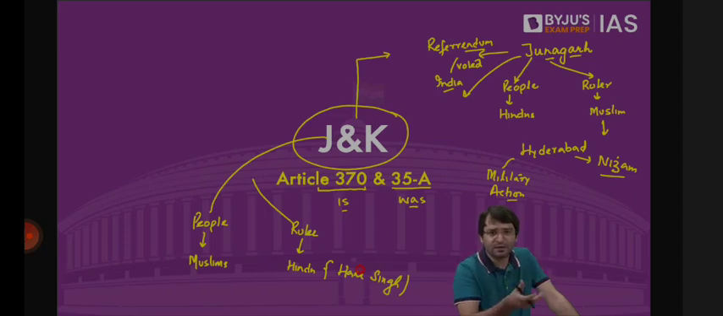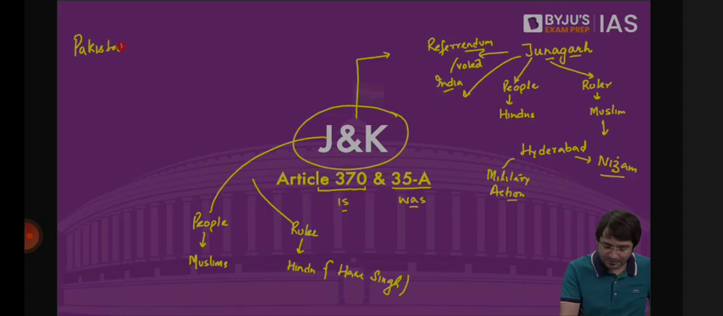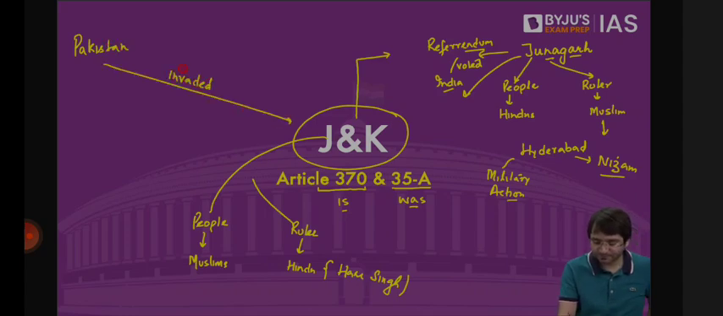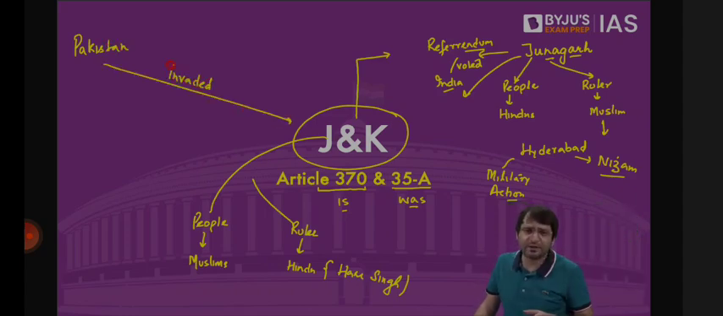But this was not acceptable to Pakistan. And what did Pakistan do? Pakistan invaded Jammu and Kashmir. Although Pakistan claims we did not invade, it is the people of Pakistan, the tribals of Pakistan, who decided to invade Jammu and Kashmir and liberate their Muslim brothers. But it is no secret that the Pakistani army was involved. Pakistani state was involved.